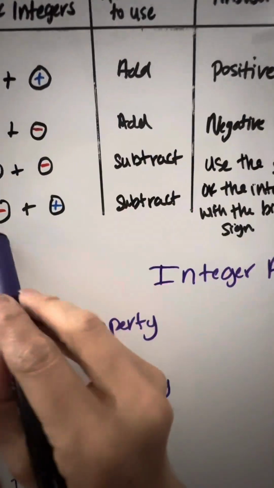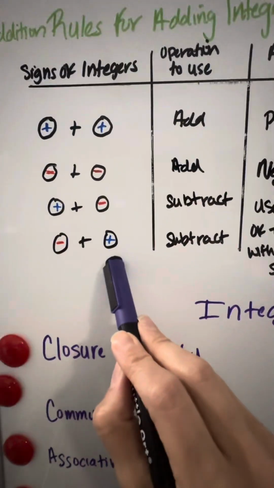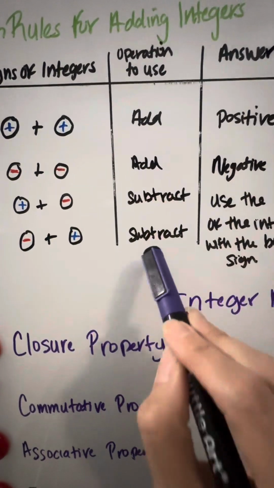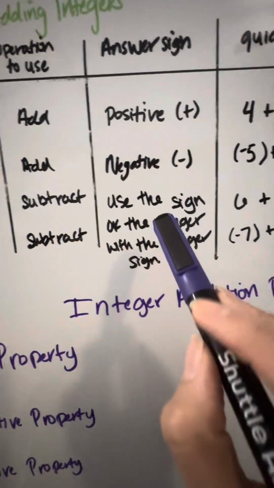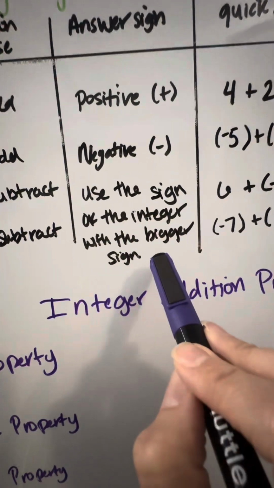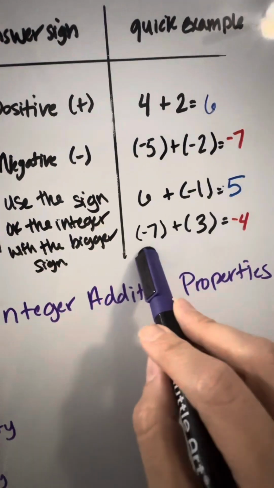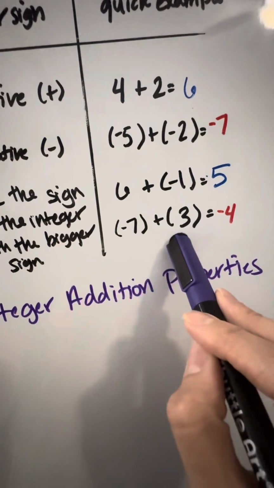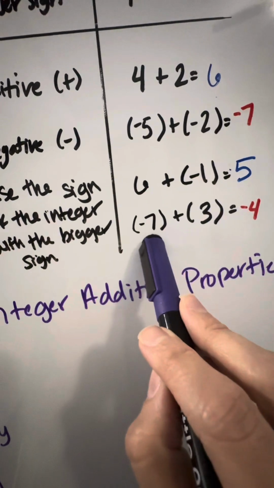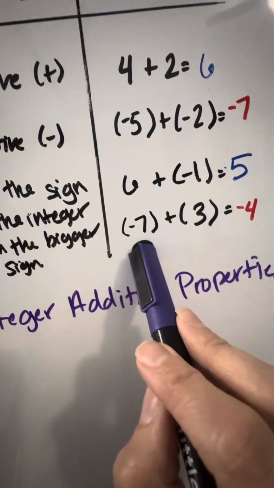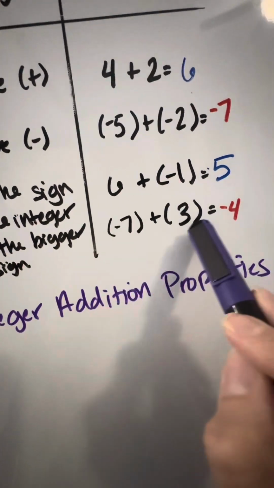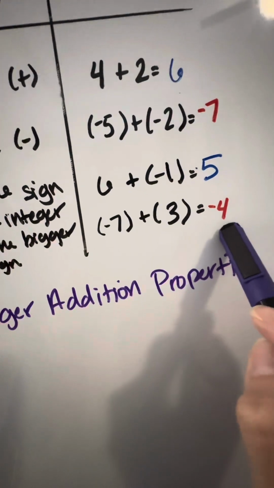Next, you're going to have negative plus positive. The operation to use would be subtraction. Use the sign of the integer again with the bigger value. This would be -7 plus 3. This is the bigger number, right? So therefore, because that's the bigger number, it's going to be -4.